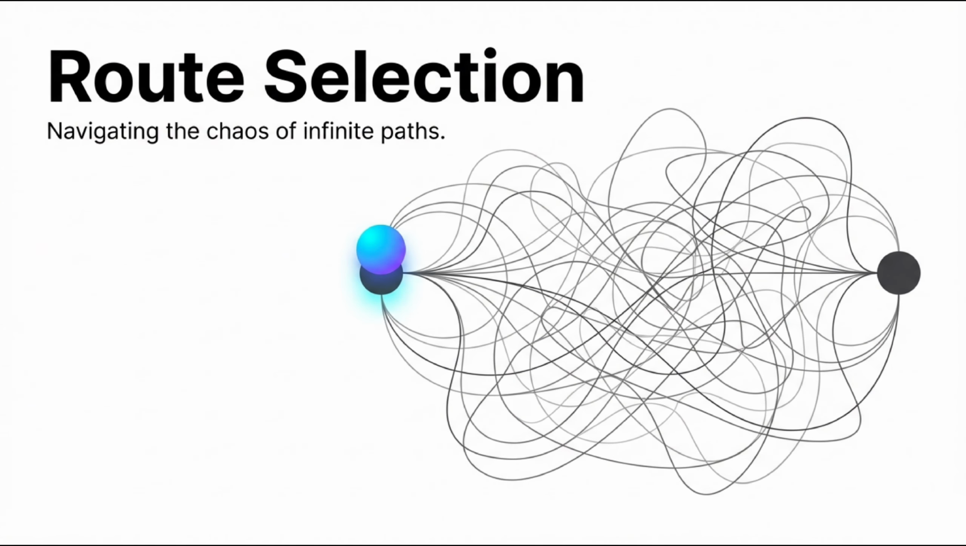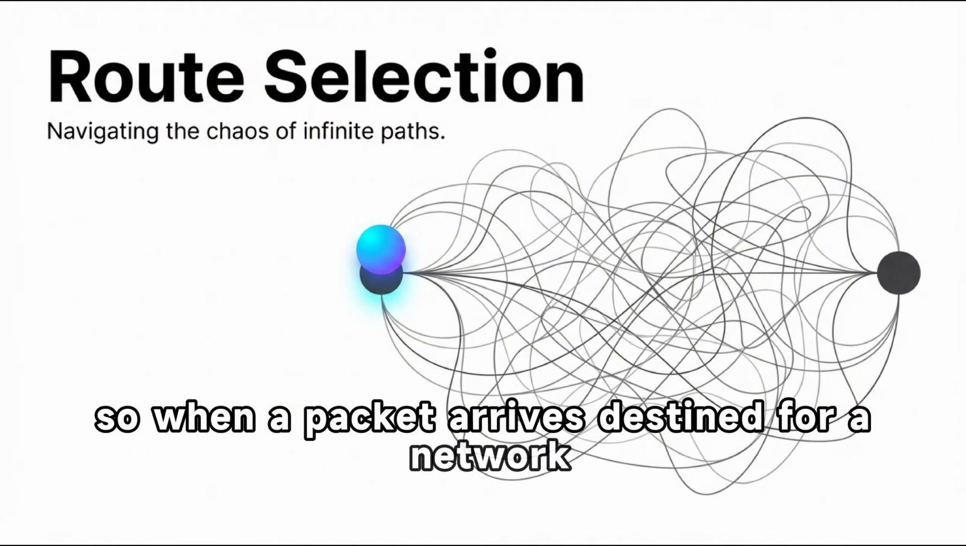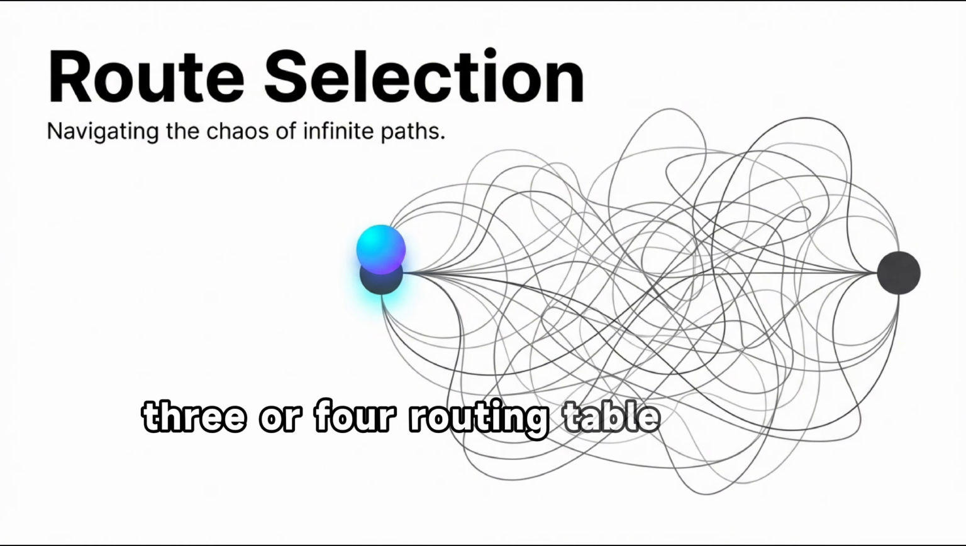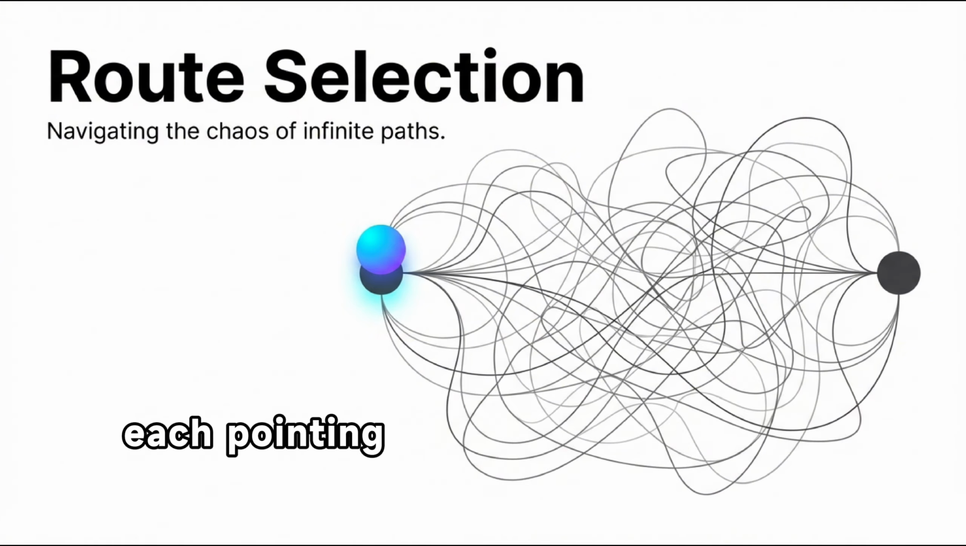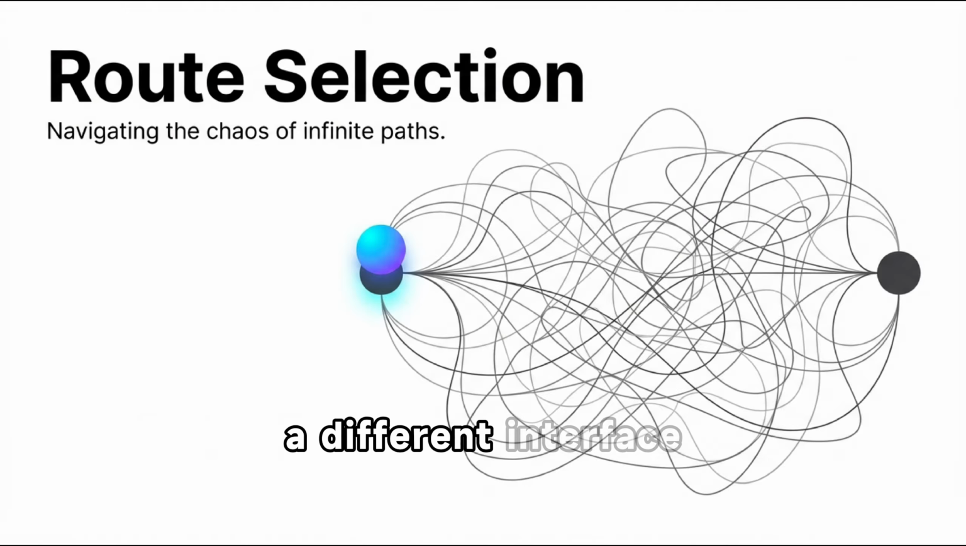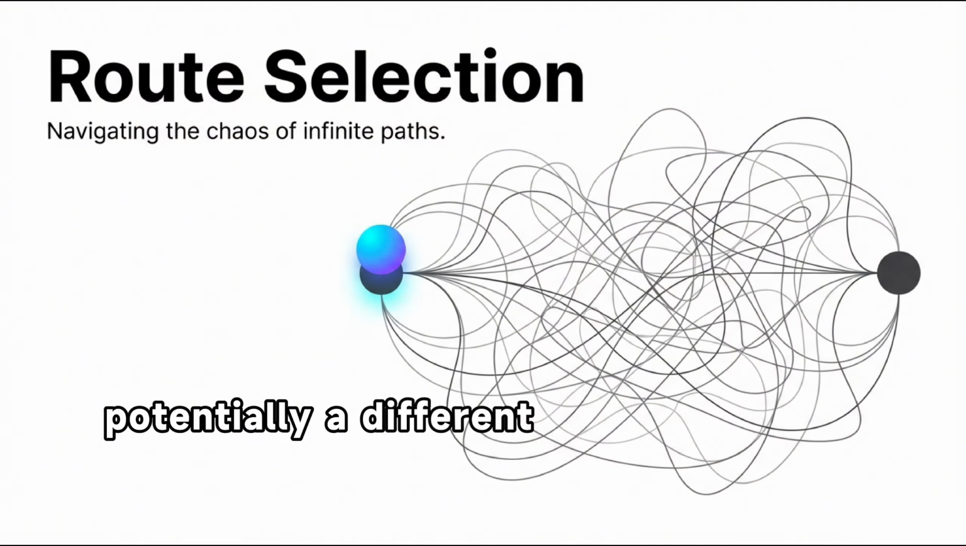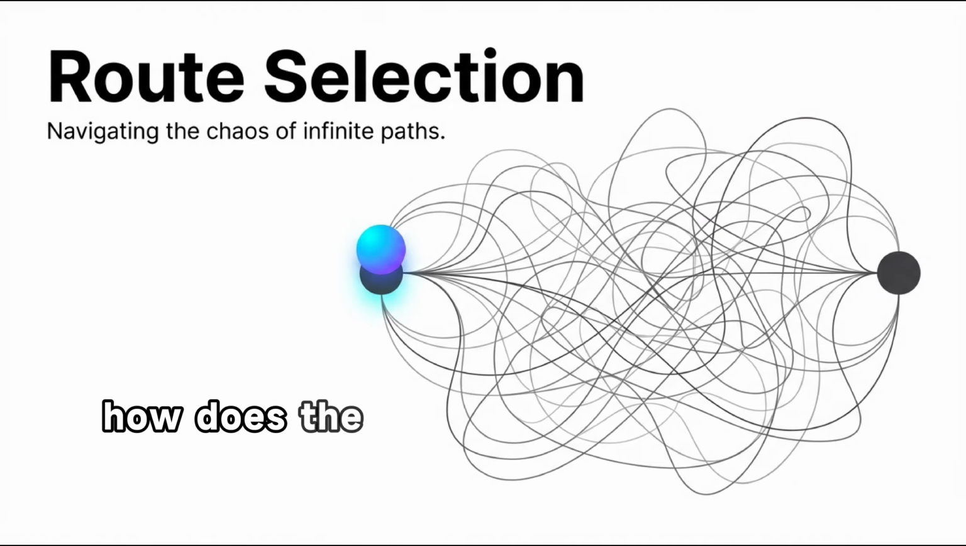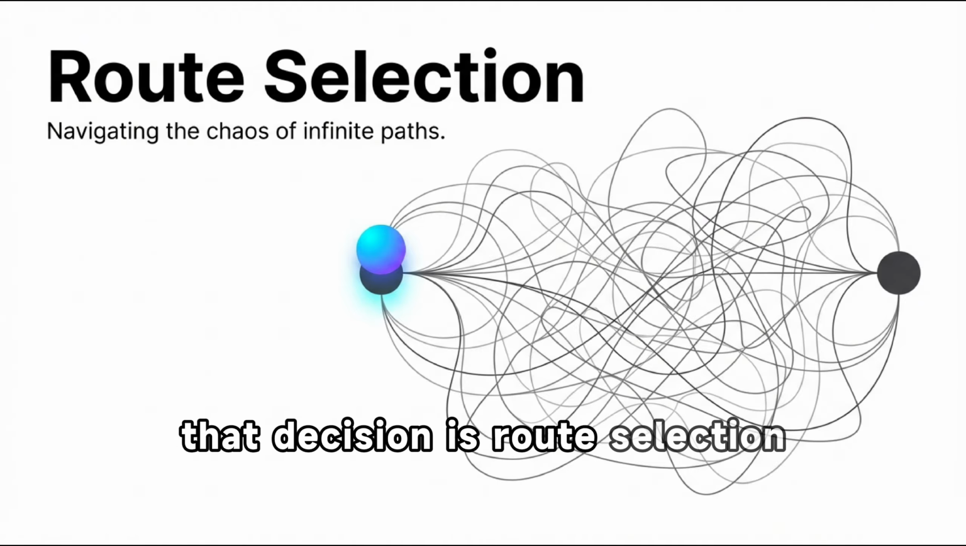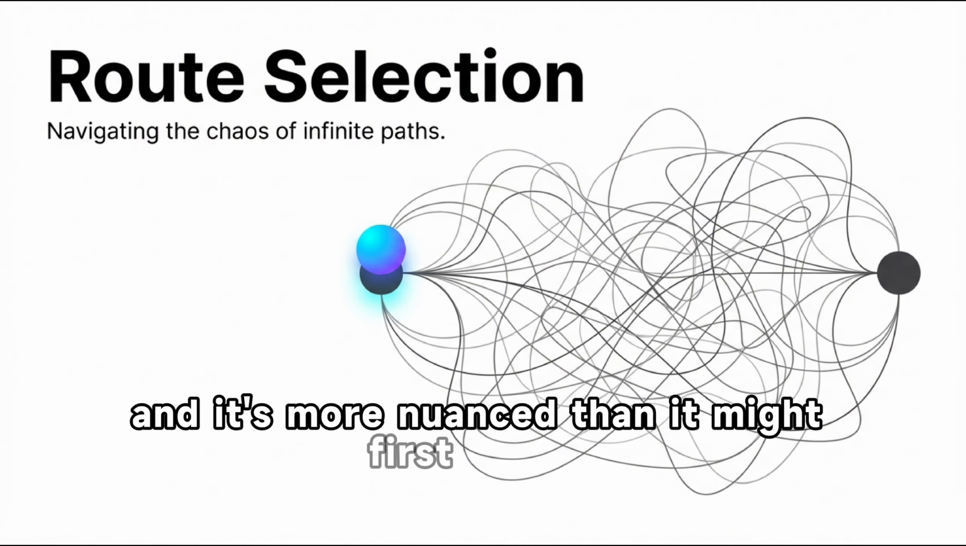They're the norm. So when a packet arrives destined for a network that 2, 3, or 4 routing table entries could handle, each pointing to a different next hop, a different interface, potentially a different path across the network, how does the router decide which one to use? That decision is route selection, and it's more nuanced than it might first appear.